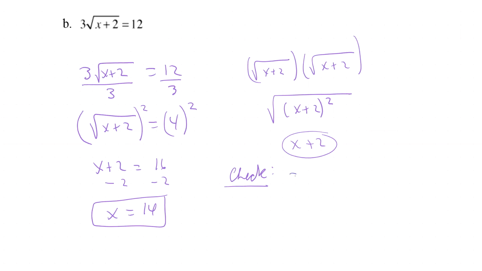and we check it by substituting it back in. So we're going to get 14 plus 2. I can erase a little bit of, whoopsie. Alright, so 3 times the square root of x plus 2 equals 12. And so then we get 3 square root 14 plus 2 equals 12. And so 14 plus 2 is 16. The square root of 16 is 4. Times 3 is 12, and it checks.